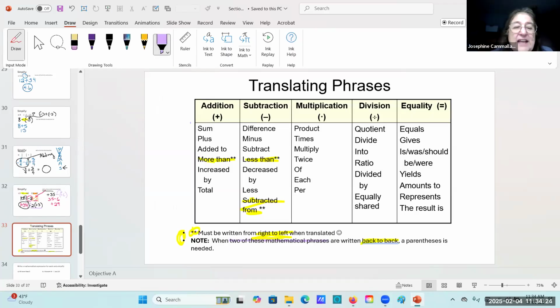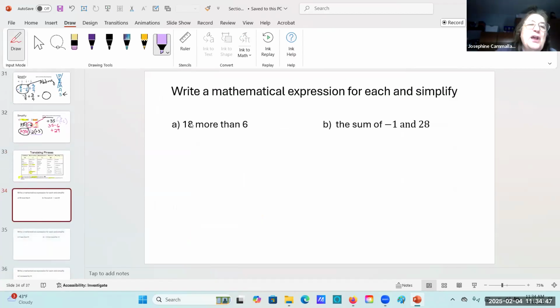Now, I don't think in the next couple of slides we're going to use bullet 2 as much, but it's on this particular translating phrase. And all of these words happen to mean different symbols. Now, some of these we're going to add to it, but this is a basic start. Now, let me show you what I mean.